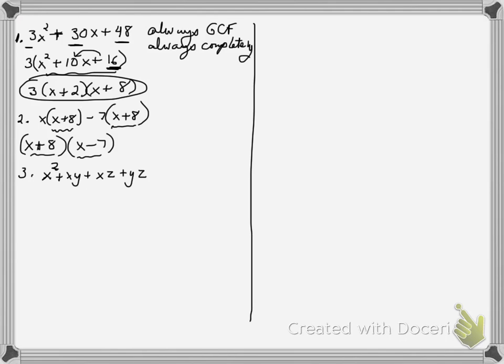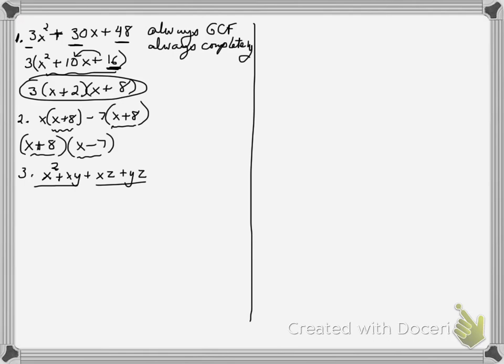A good trick or thing you need to focus on, perhaps, to know whether or not you're going to use your third tool is, do I have 4 terms? If you have 4 terms, the next thing you should try is to see, can I factor them in pairs?